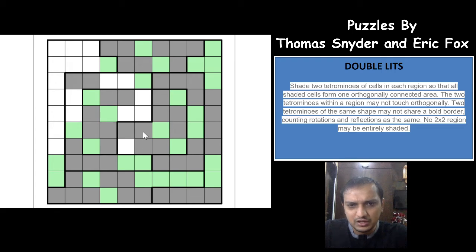This cannot be an S tetromino because this is already S, so this would have to be T. This cannot be an L tetromino because you'll have a 2 by 2 group of cells shaded. This will have to be at least T or S, and it cannot be S because this is already S, so this will have to be T. This is unshaded, this is shaded. Excellent. Now let us see if we are able to solve it.